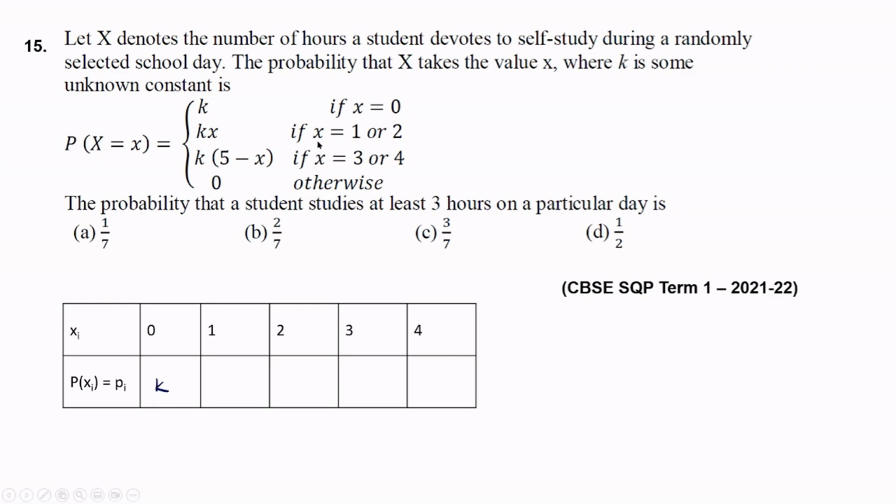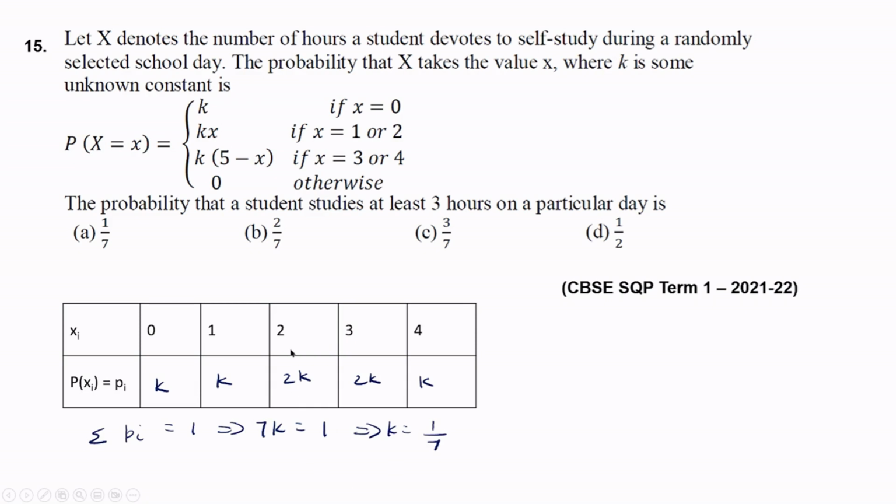Then probability of x equal to 1 or 2 is k into x. So when x is equal to 1, the probability is k. When x is equal to 2, the probability is 2k. When x is equal to 3, the probability is k into 5 minus 3, which is again 2k. When x is equal to 4, the probability is k into 5 minus 4, which is k. Now we have the sum of all these probabilities equal to 1, which implies k plus 2k plus 2k plus k, that is 7k, equal to 1, or from this we get k equal to 1 by 7.